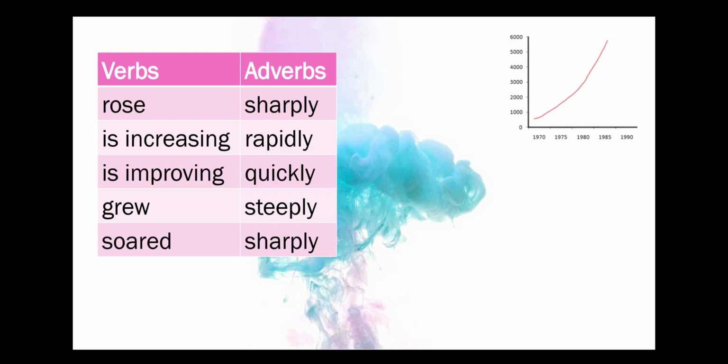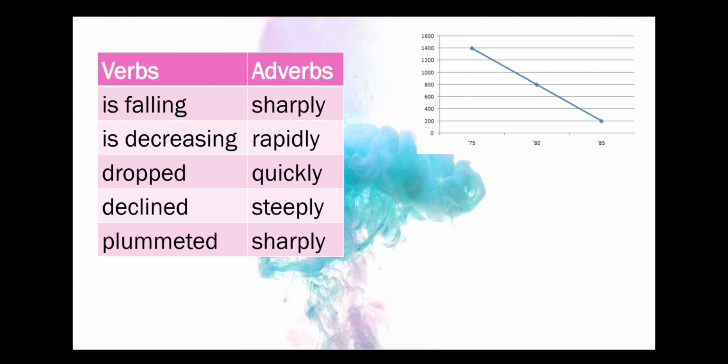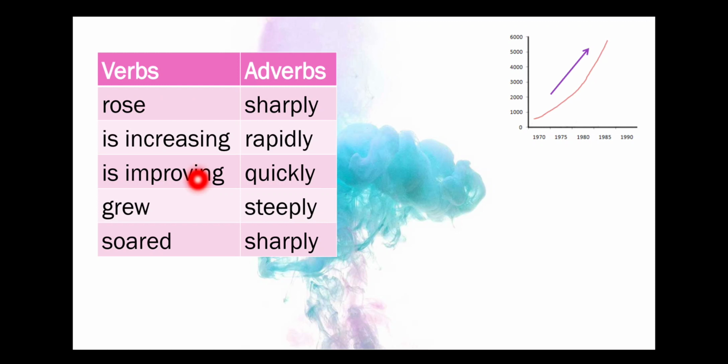So the combination of verb and adverbs would be, for this kind of graph where the increase is sharp, we can use these verbs and adverbs. Rose sharply, is increasing rapidly, is improving quickly, grew steeply, soared sharply.